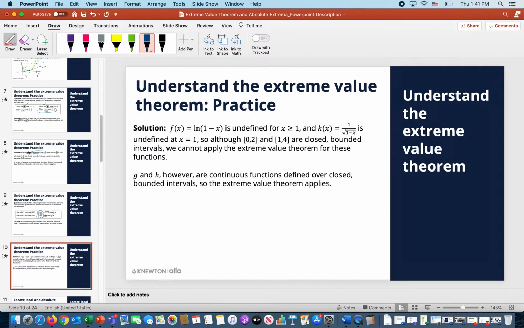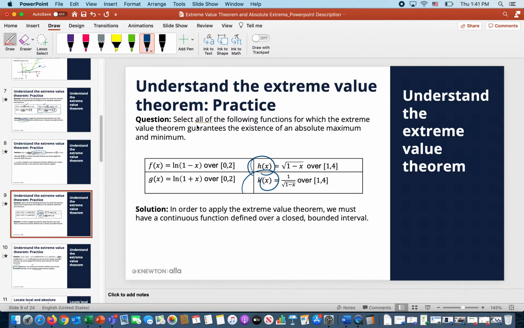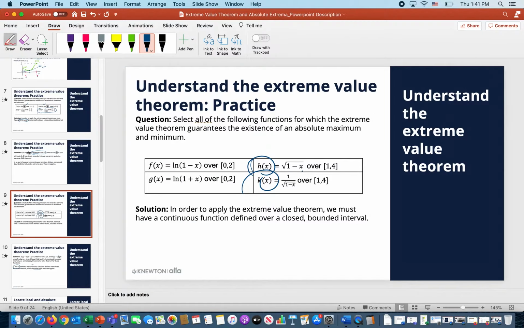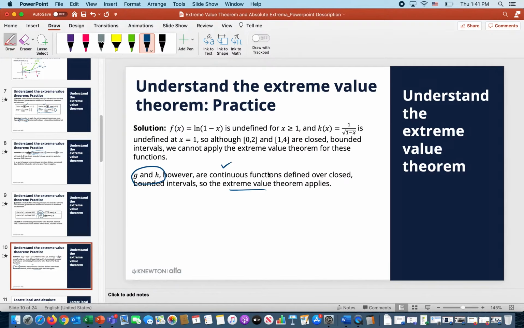If you look, g and h are the ones that are continuous and the extreme value theorem applies. That means, what was it, f and k? Did I read that incorrectly? Let's see. Where did I miss? Let's see, 1 minus 4. Yeah, so I'm not sure why they included h in that. I'm fairly certain h is not.